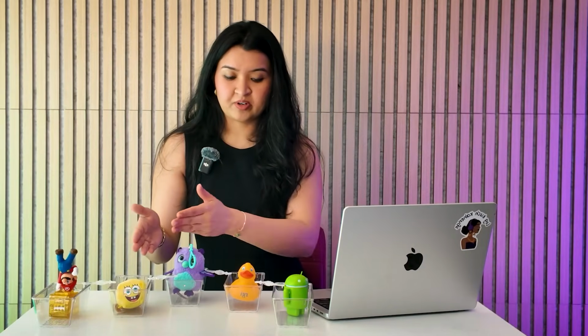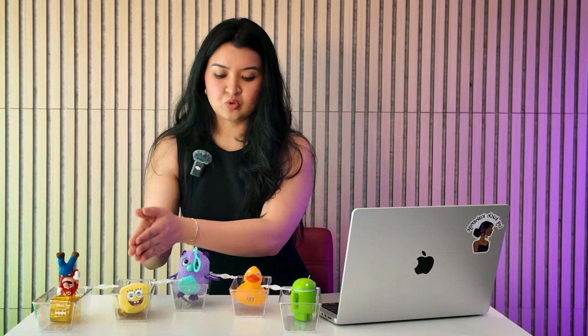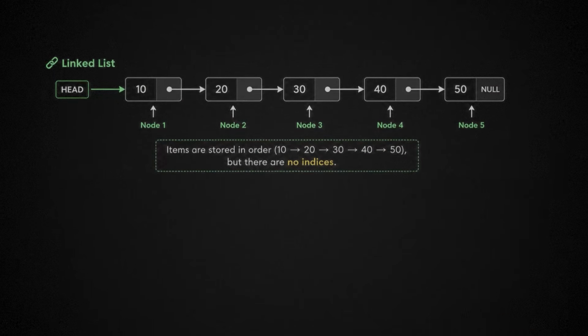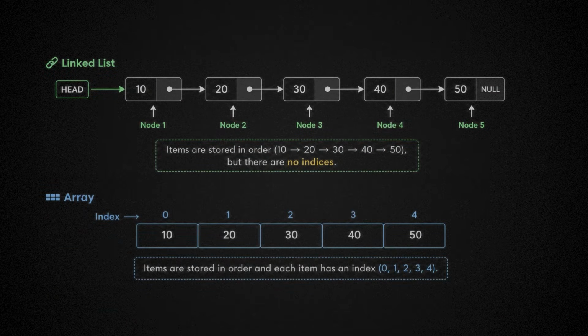SpongeBob doesn't need to know where every toy is. It simply needs to know where the next toy is, which is the owl. So each of these containers has its own data, which is the toy, and a pointer to the next toy. As you can see, the linked list stores items in order, but it doesn't use indices the way arrays do.